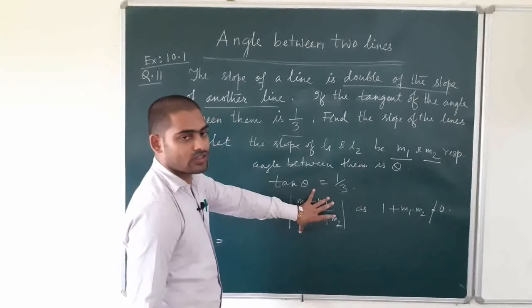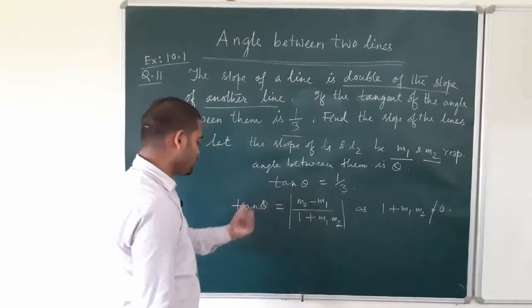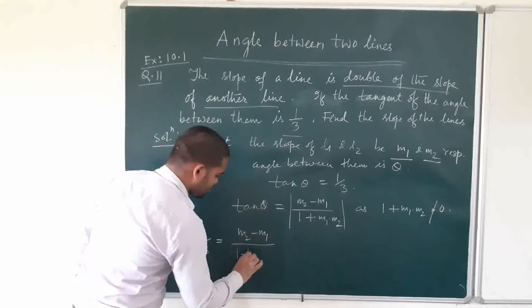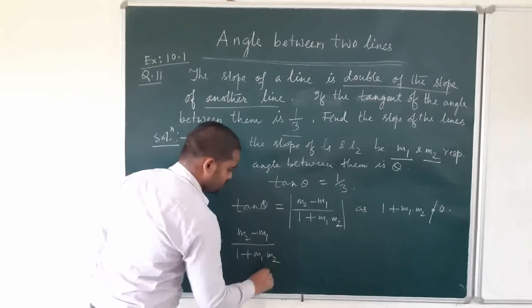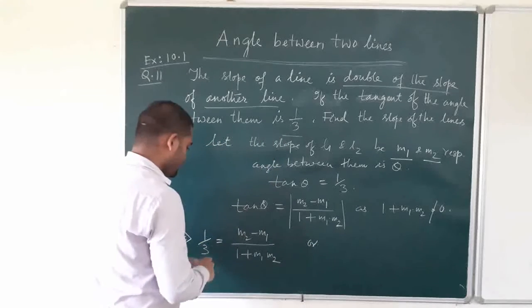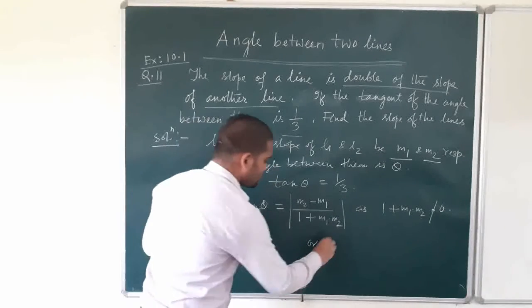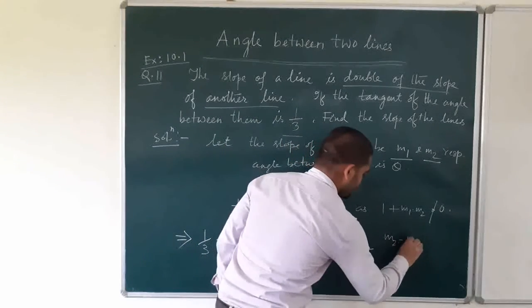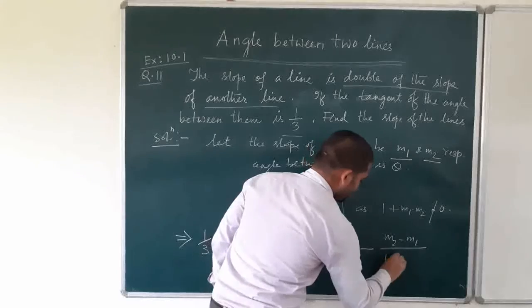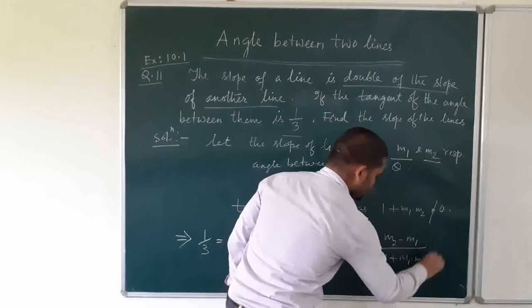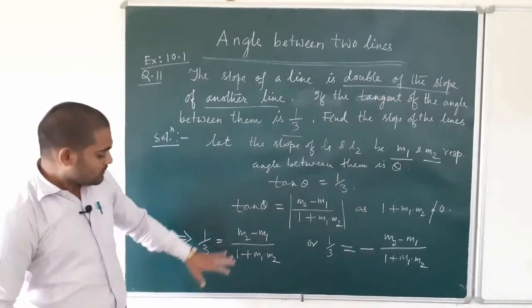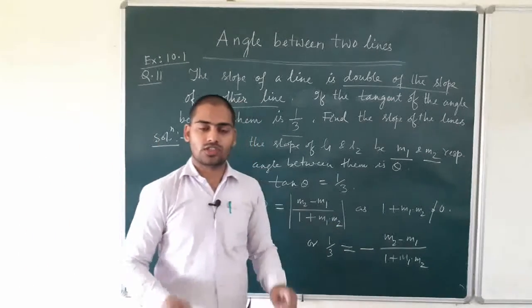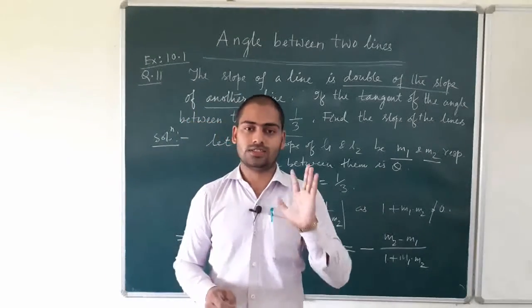This may be positive, may be negative. So you can write M2 minus M1 by 1 plus M1 into M2, or you may write tan theta is 1 by 3, and you can write this as M2 minus M1 by 1 plus M1 into M2. Okay? If you solve these two equations, then you get the slopes of the two lines.